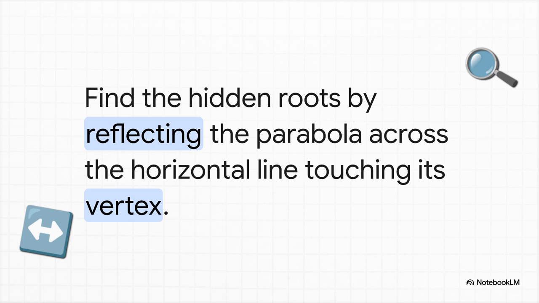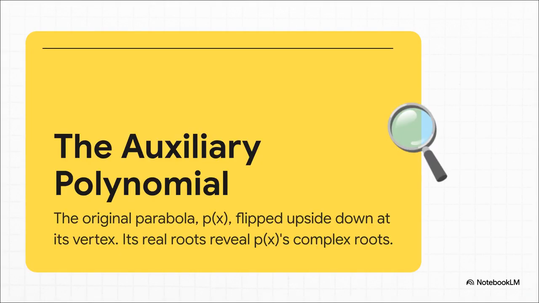Here's the trick, and it's so clever. You take our original floating parabola, and you imagine a mirror placed on the horizontal line that just barely touches its lowest point, its vertex. Then you just reflect it. This reflected parabola, we can call it an auxiliary polynomial, is now the mirror image of our original. It shares the exact same vertex, but now it opens downwards. And look, unlike our original, this new one definitely crosses the x-axis.